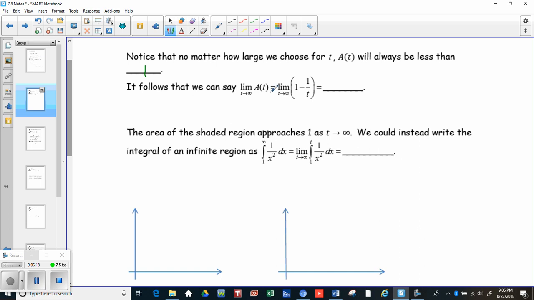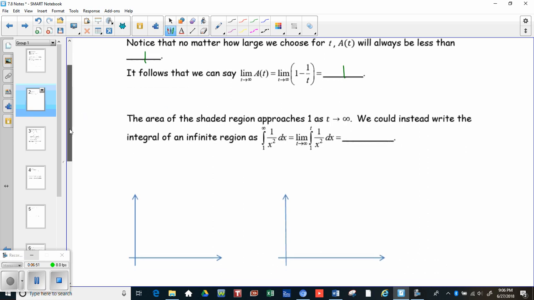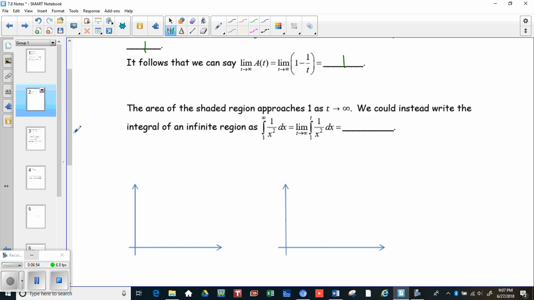So if that's the case, it follows that we can say the limit as t approaches infinity of A of t equals the limit as t approaches infinity of 1 minus 1 over t, because that was the area of t. And as t approaches infinity, if I plug really large numbers into this 1 over t, this is where your limits come into play: a constant over something which is growing really fast is going to approach 0. So this limit goes to 1. So the area of the shaded region approaches 1 as t approaches infinity.